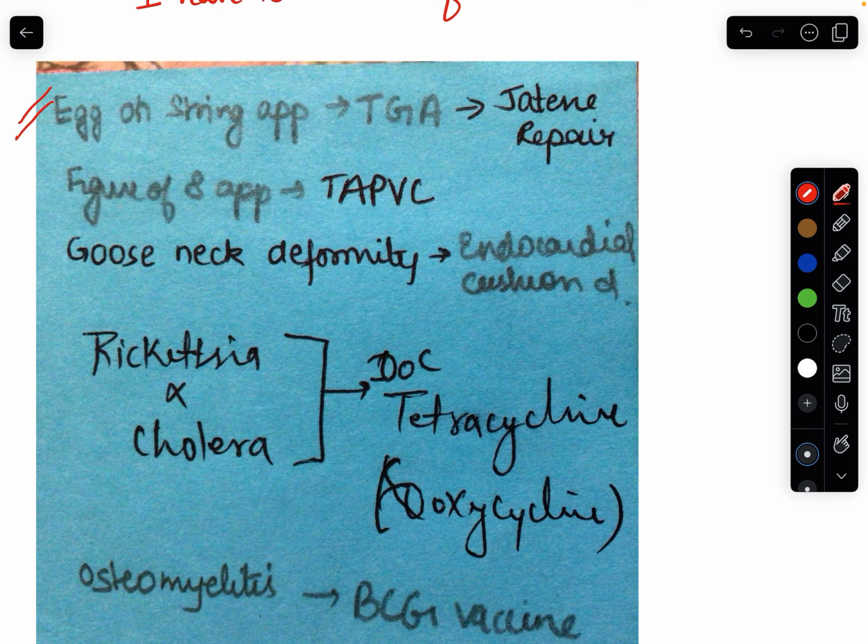This appearance is seen on chest X-ray, and we have to identify it when we see egg on string appearance like this image. Then it is seen in transposition of great arteries, TGA, and for this we have to do the surgery, that is Jatene repair. So please remember that egg on string appearance is seen in TGA, and for this the surgery name is Jatene repair. So these are questions regarding FMG exams, or you can take NEET PG exams.